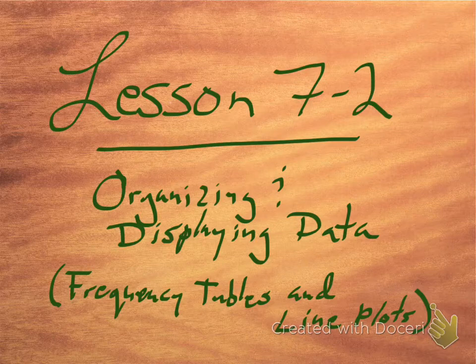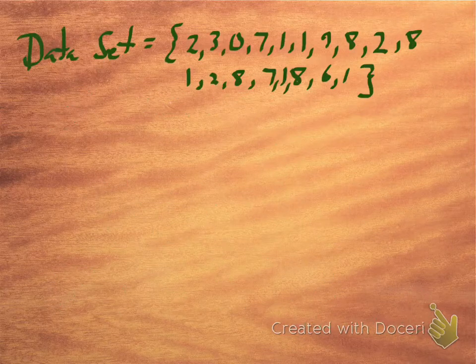Okay, let's take a random data set that I've already generated, and there's all the numbers: 2 3 0 7 1 1 1 9 8 2 8 1 2 8 7 1 8 6 1. And I don't know, these could be the number of people. Oh, maybe it's the number of kids. Let's say we took a survey of all the teachers at school, and this is the number of kids in each of their families, or something like that. Okay, you know, it could represent a lot of different things.